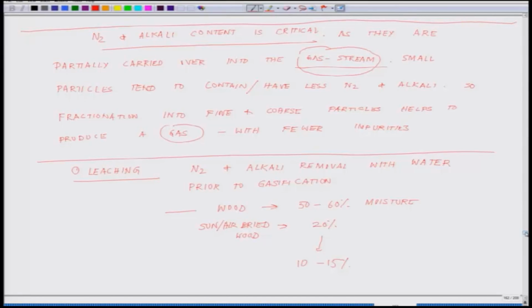From here, we will move on to the next aspect, which is the feedstock properties. Okay. So, I will close it here. Thank you.